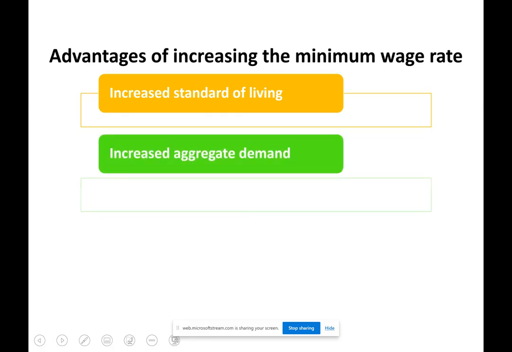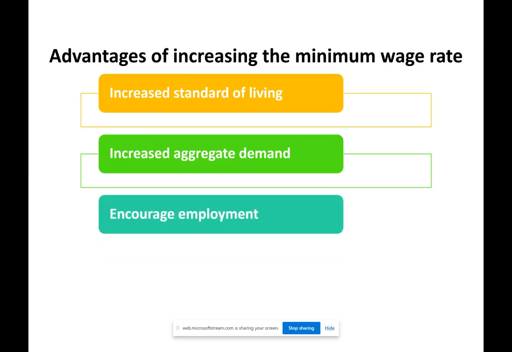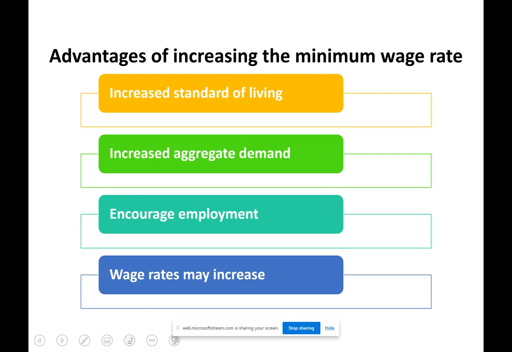Increased standard of living. Increased aggregate demand essentially means that more people getting paid more money means that there's a bigger demand, a societal demand has increased, which means more goods and services will be produced. More employment, because more people want to work, because getting paid better. Wage rates may increase. Well, that's obvious. But also it means wage rates can increase for other people as well.